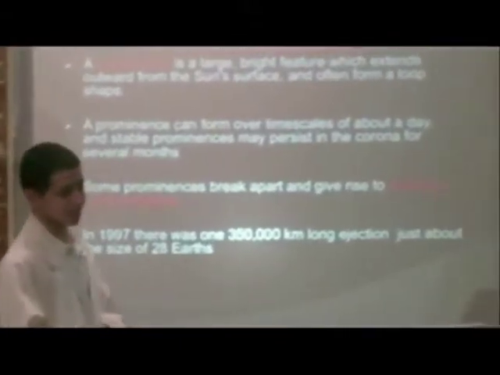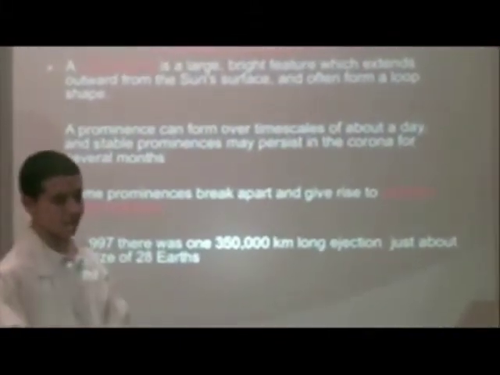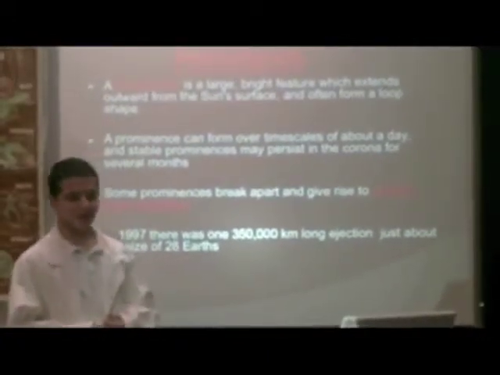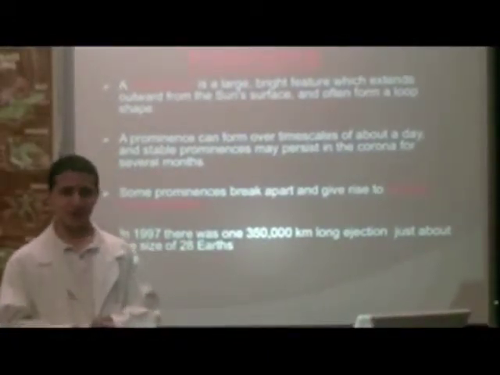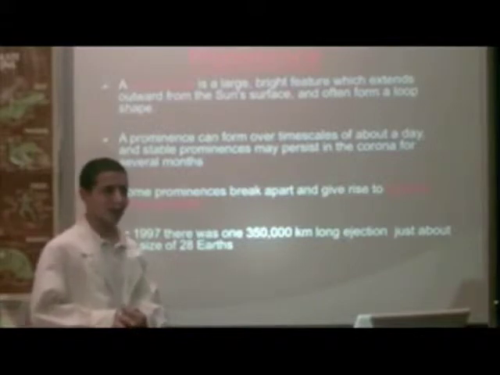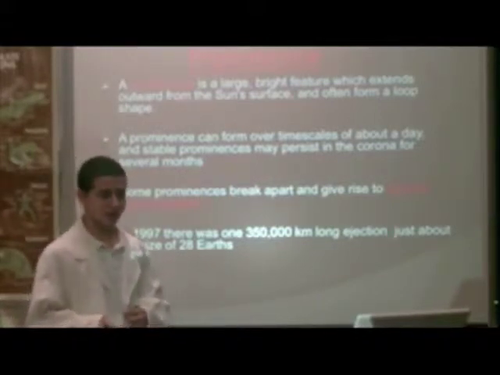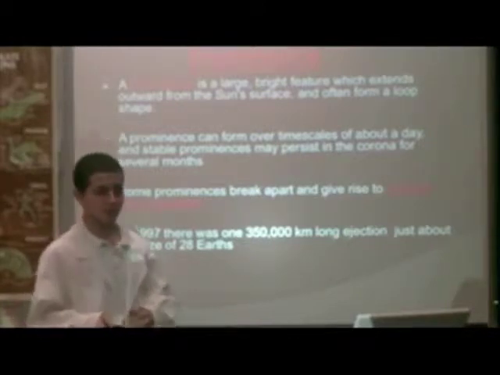Well, a prominence. A prominence is a large, bright feature which extends outward into the sun's surface, and this often forms a loop shape. This is because as it extends into the corona, some of the sun's gravity will pull it back.